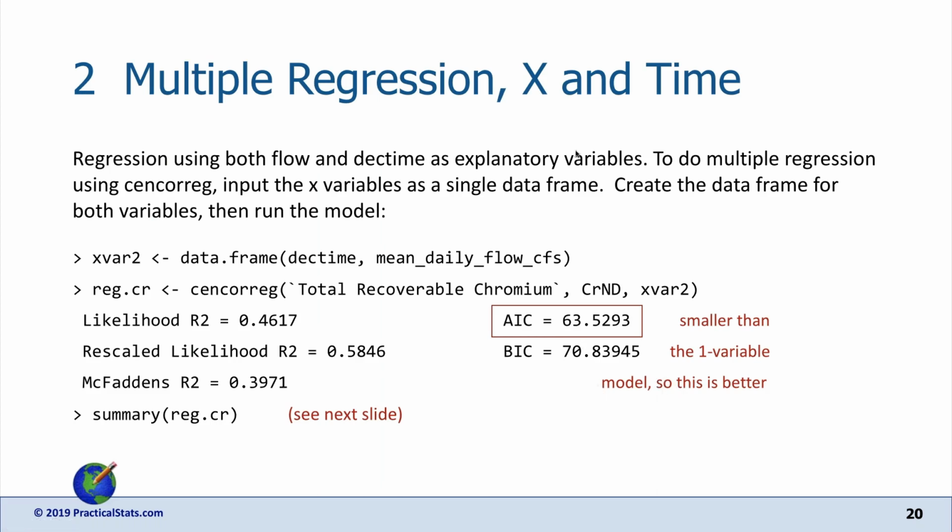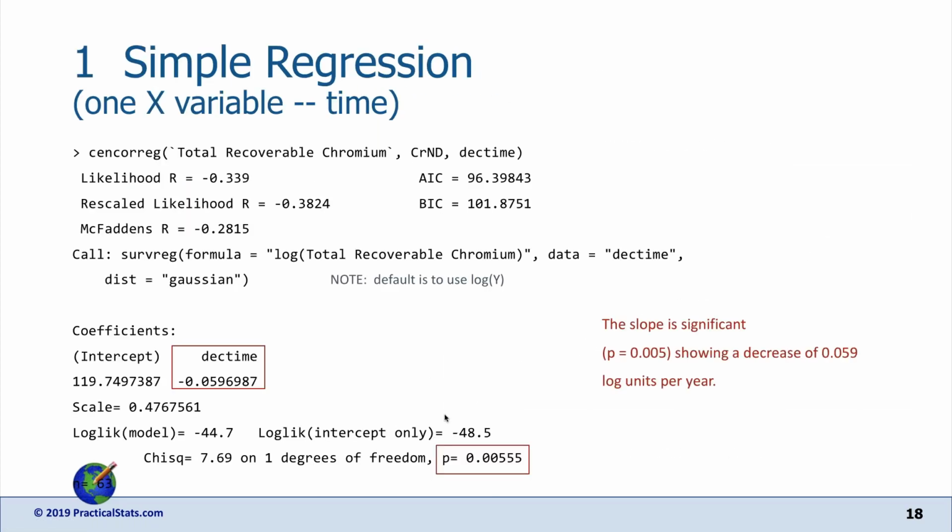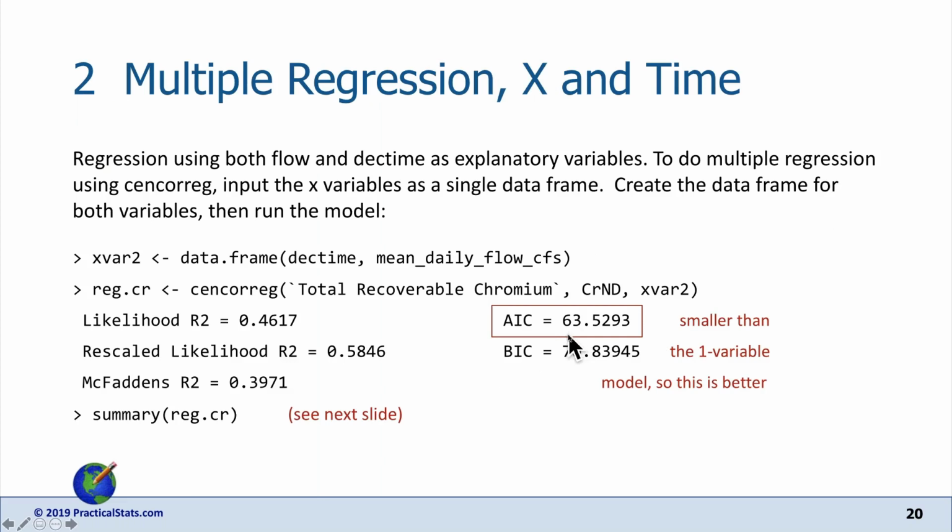How about if we bring in another X variable that's not time, you put that into what's called a data frame, which just means you've got a name to it that is for 2 columns of data together. So decimal time and the mean daily flow. And so put those in as 2 X variables, you get back an AIC of 63.5. It was, what was it, 90 something before? Yeah, 96. So that's a pretty huge drop by 1/3 or more. That's a big difference in AIC.